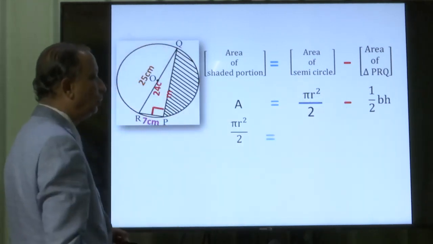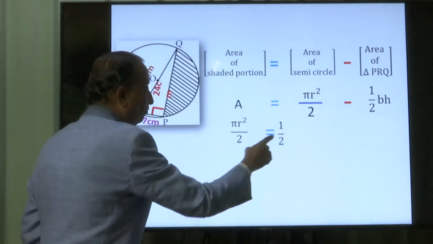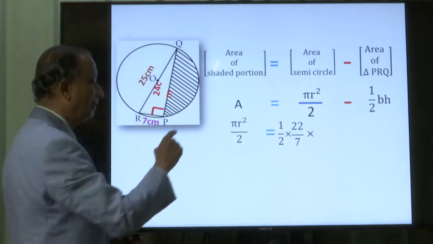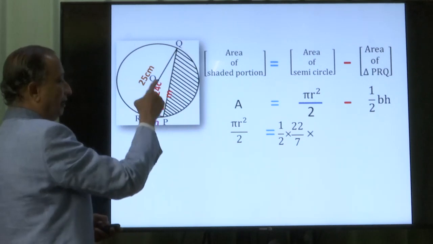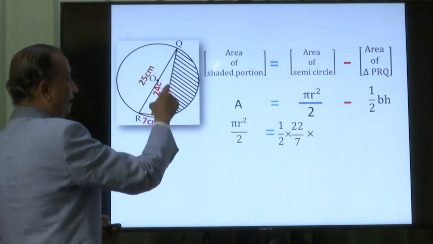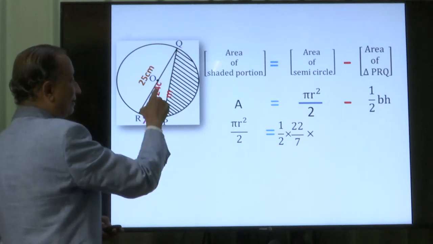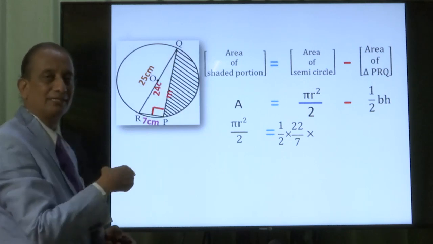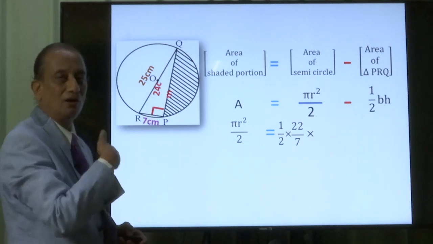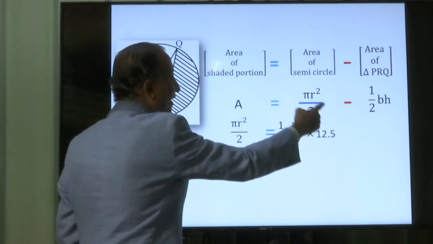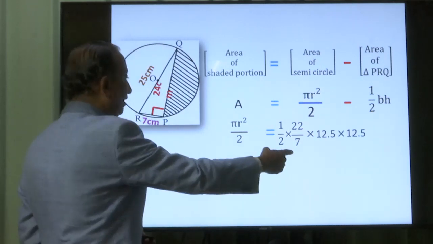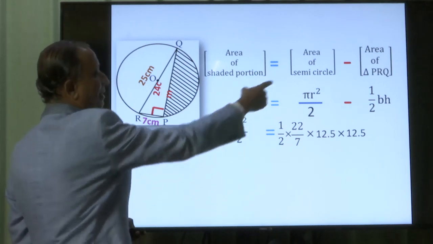Pi r square by 2 is nothing but 1 by 2, into pi is approximately equal to 22 by 7, radius, diameter is 25, they have given this, and this has 24 centimeter. If the sides containing the right angle are 7 and 24, then the hypotenuse has to be 25, they are Pythagorean triplets. So, when diameter is 25, half of that is 12.5, so radius is 12.5, r square means into another 12.5. So, this is the area of the semicircle.